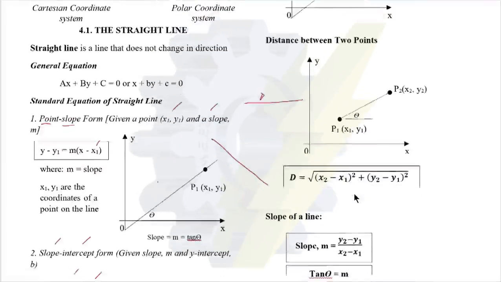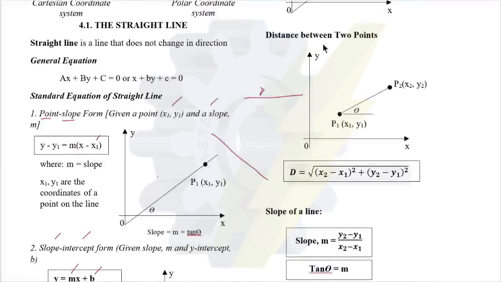The next subtopic for straight line: distance between 2 points. We have the equation d is equal to the square root of the quantity x2 minus x1 squared plus y2 minus y1 squared. We can derive this using the Pythagorean theorem. So that distance is simply this one.